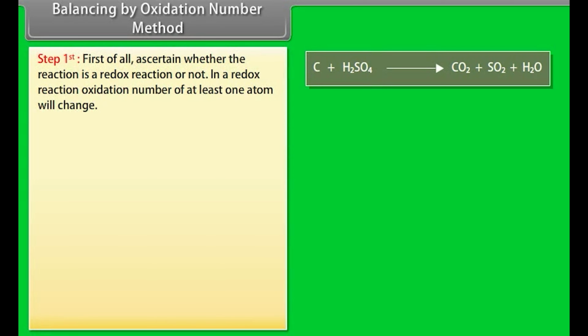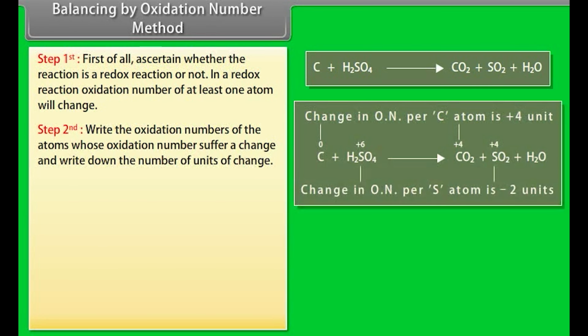Balancing by oxidation number method. Step first. First of all, ascertain whether the reaction is a redox reaction or not. In a redox reaction, oxidation number of at least one atom will change. Step second.